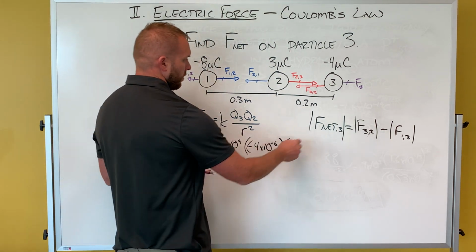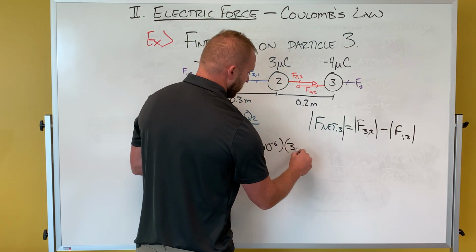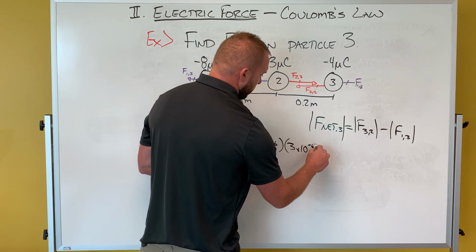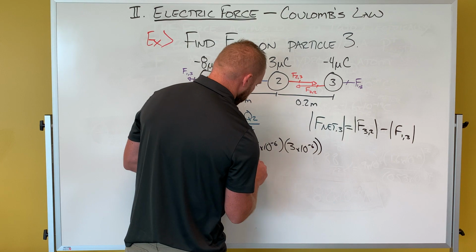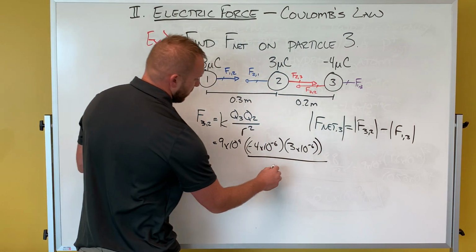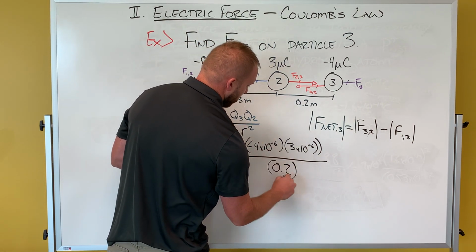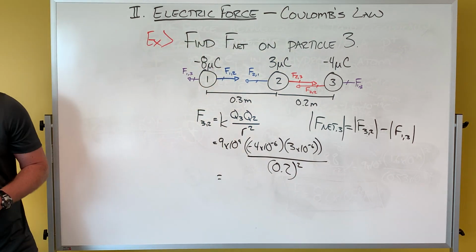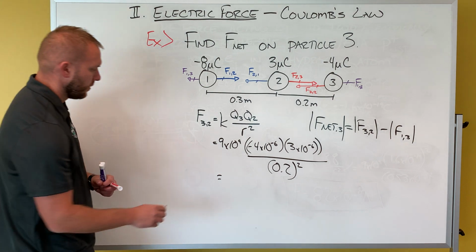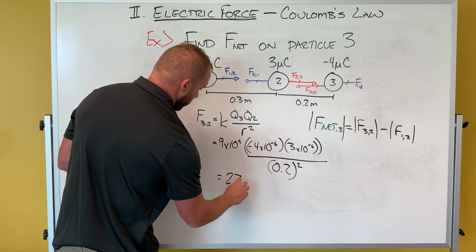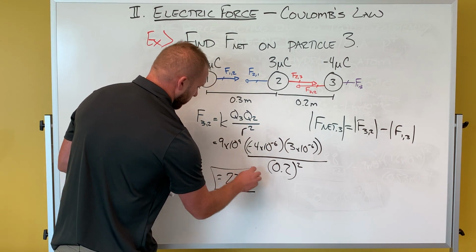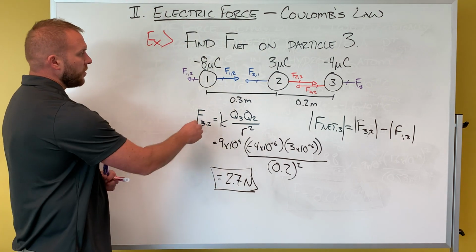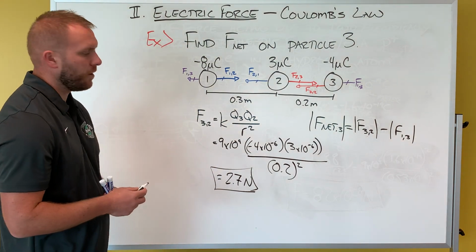Multiplied by 2, which is 3 times 10 to the -6 coulombs, divided by 0.2 squared. When I plug that in, I get 2.7 newtons. I'm going to do F31 as well.